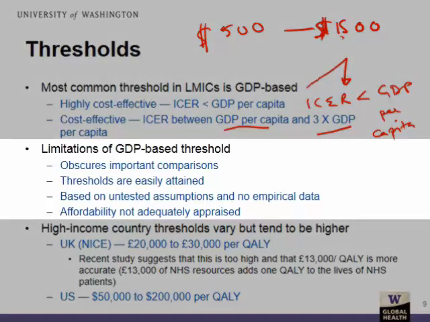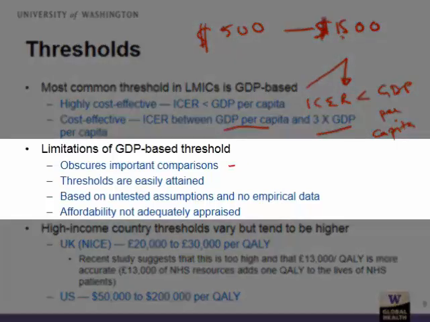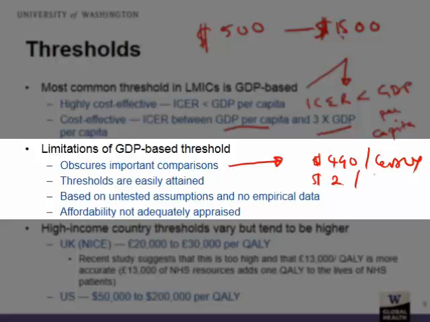Now the problem with this threshold is that it obscures important comparisons, because essentially you can have a huge range of ISAs, and given budget constraints, you won't be able to decide what's the best use of resources. So you can have an intervention with $490 per QALY and one with $2 per QALY, and you will say that all these are cost effective and that the government should essentially pay for these interventions.